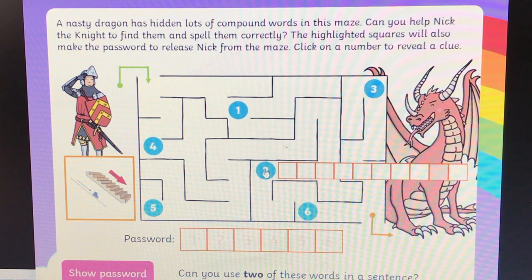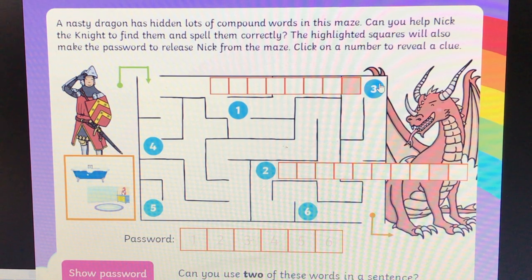The second one, let's have a look what we've got here. We've got an arrow pointing down, so down, and then we've got some stairs. Put those two root words together. What compound word do you make? Write that down for me. Next one, so pause the video again if you haven't quite finished that one.